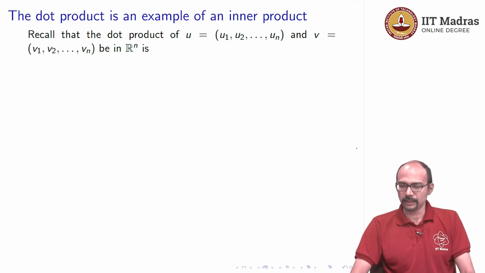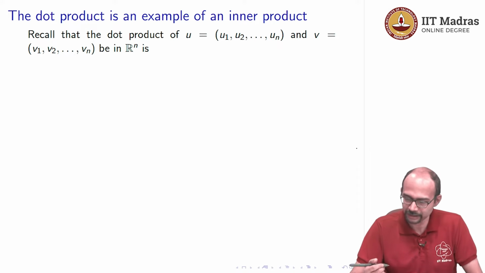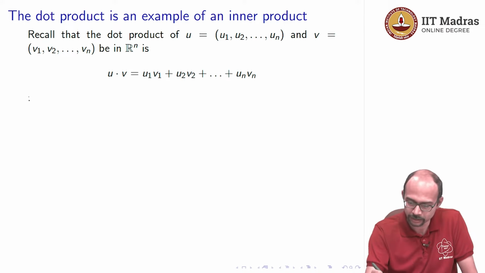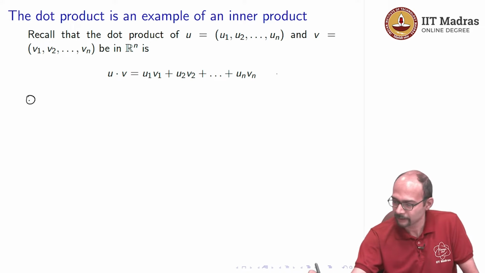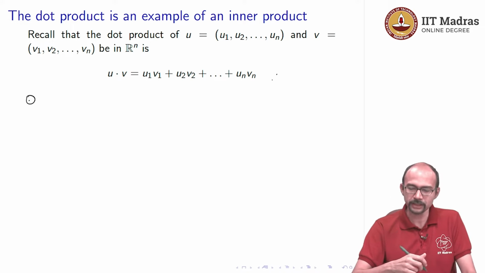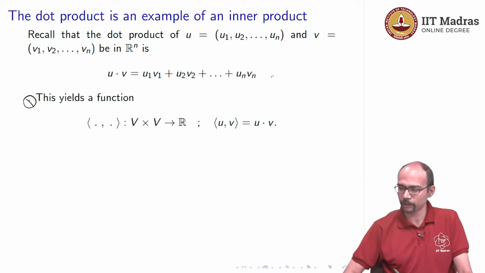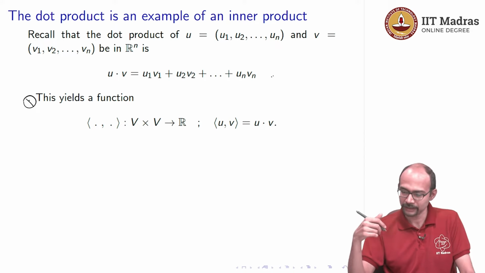So, the dot product is an example of an inner product. This is what I started with. Recall that the dot product of U and V in Rn is U dot V is U1 V1 plus U2 V2 plus up to Un Vn. I apologize for this ugly look. This yields a function which is given by angle brackets U comma V is U dot V. So, why is this an inner product?